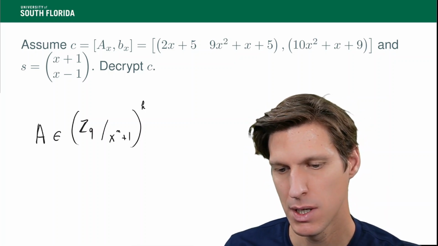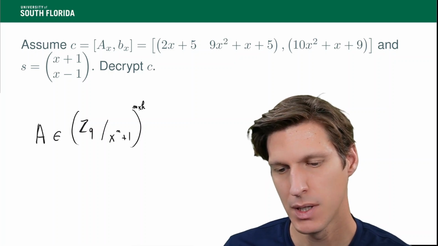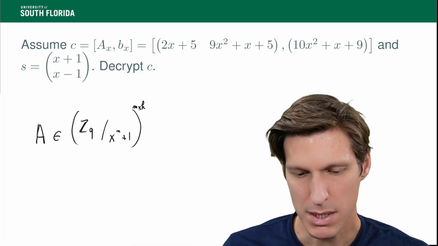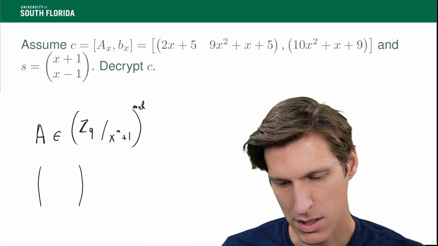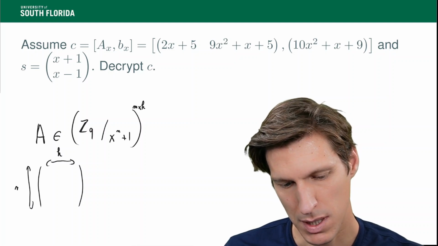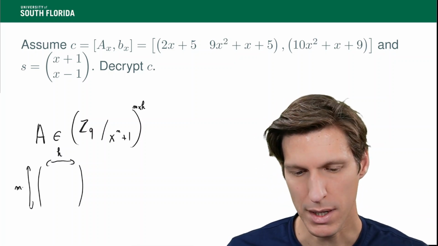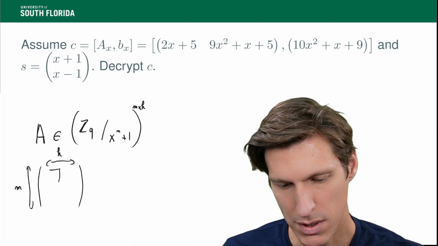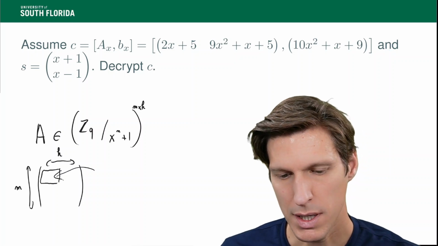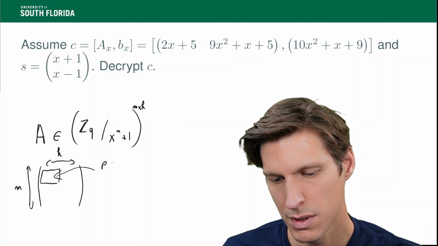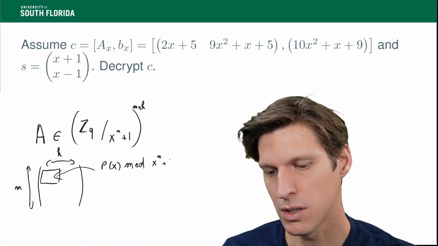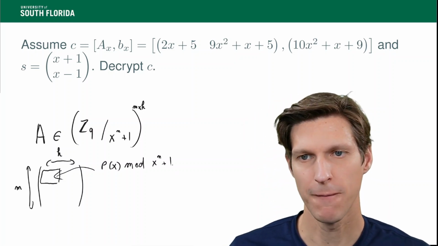and of course m times k, okay? All right. So what it means is our matrix A has this shape: it's going to have k columns, and there's going to be m samples. And each of these elements, and there's going to be k of them on each row, is going to be a polynomial mod x^n + 1. So really a polynomial of degree at most n minus 1, okay?